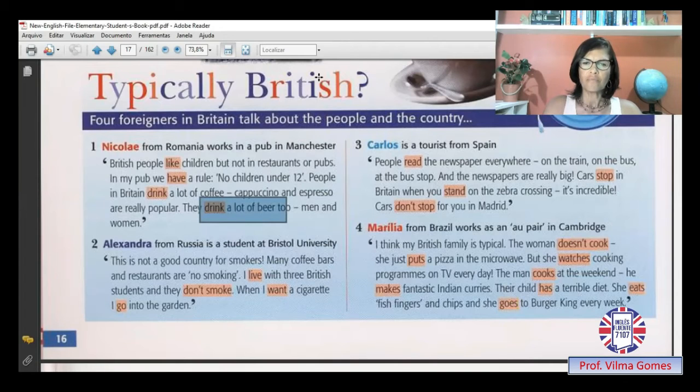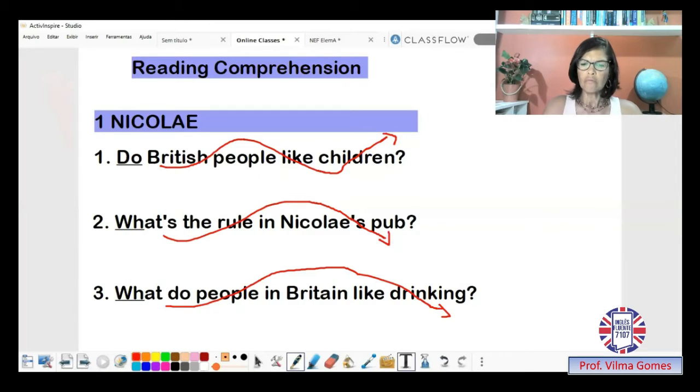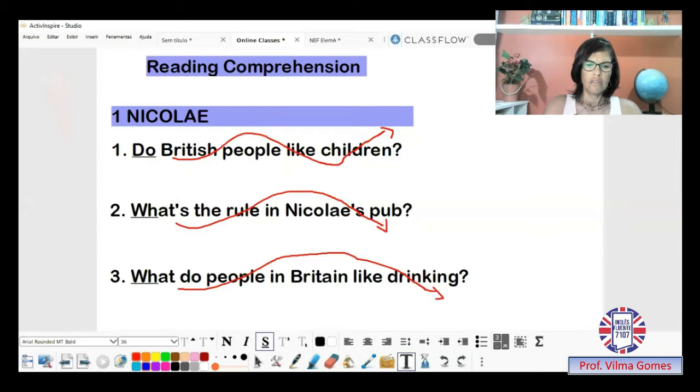Vamos lá completar as nossas perguntas, né? Very good. Do British people like children? What's the answer? Very good. Guys, eu quero que vocês respondam as perguntas aqui comigo, porque nós estivéssemos conversando. Né? So, do British people like children? The answer? Good.